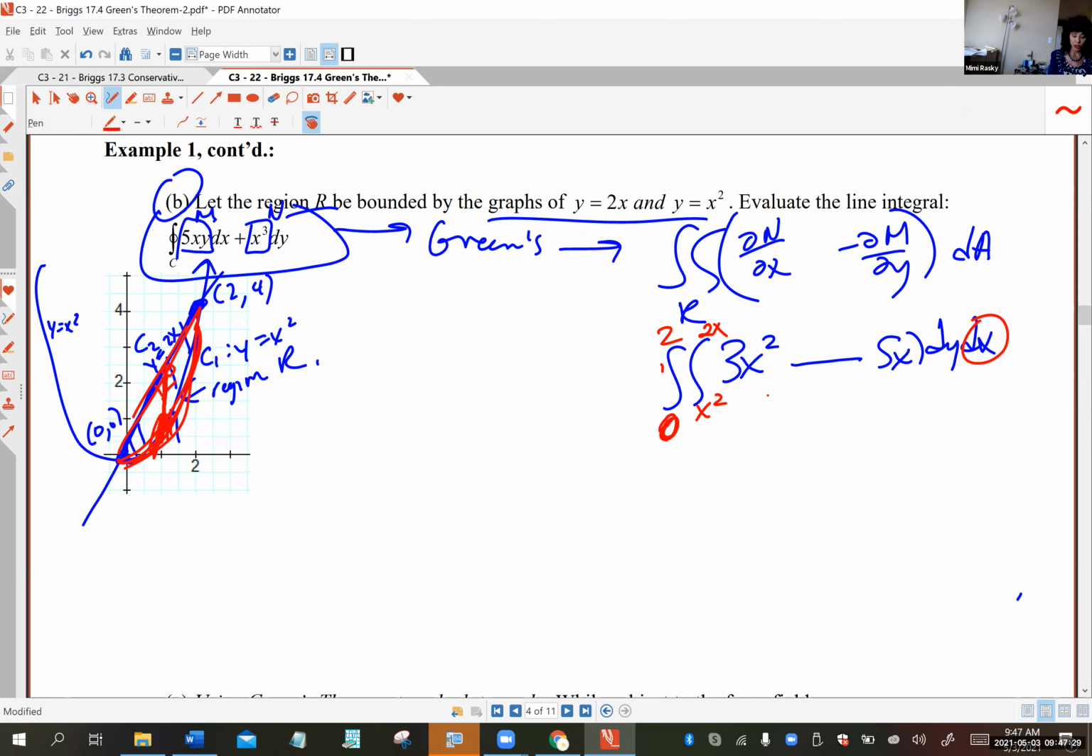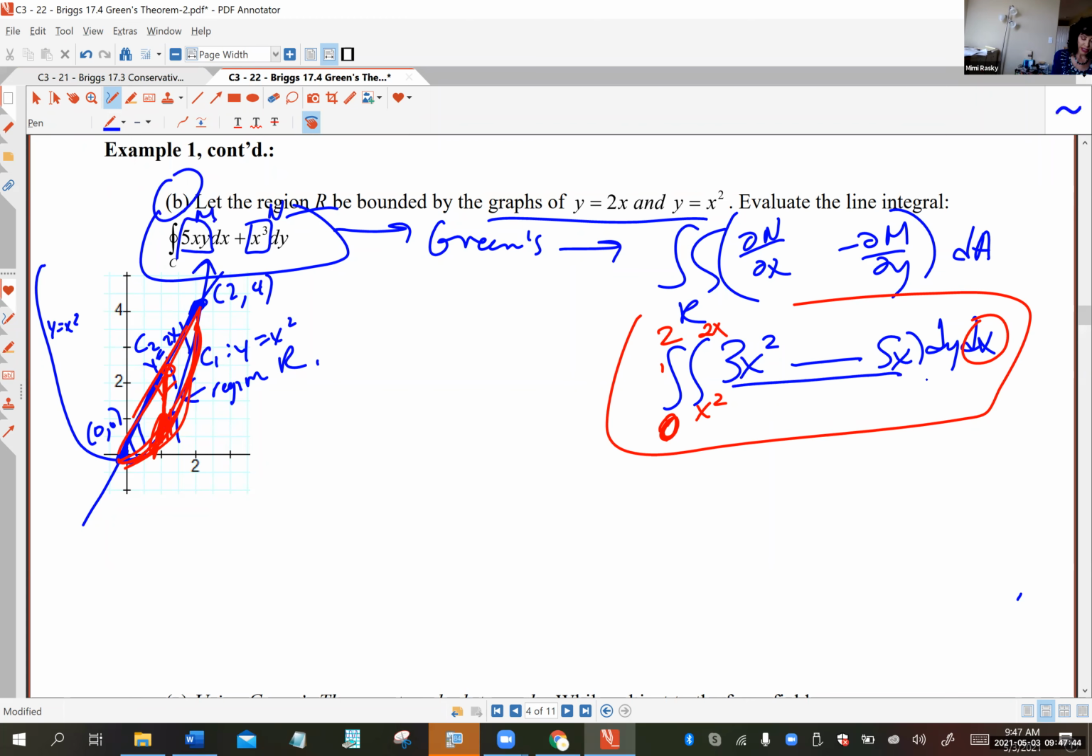Boom. I'll give you partial credit if you at least set up the double integral correctly. That's worth some weight in gold right there. Partial credit points for sure. Now what? Go integrate. This is just double integration stuff.